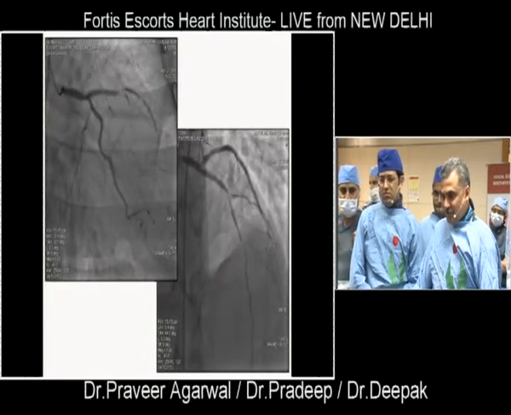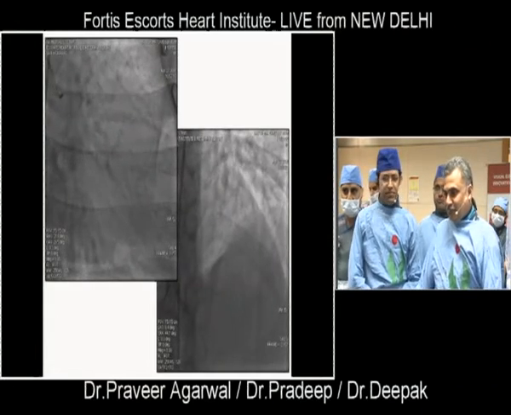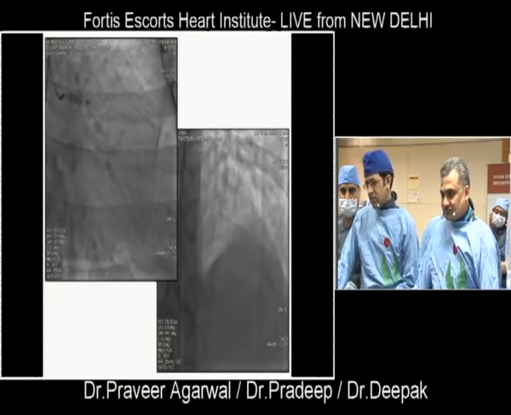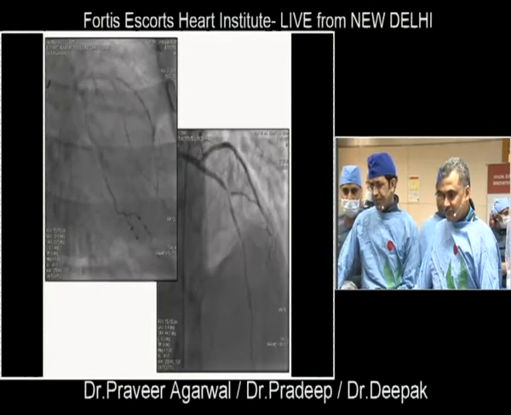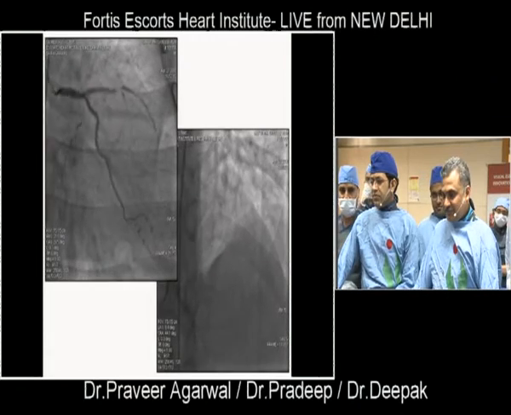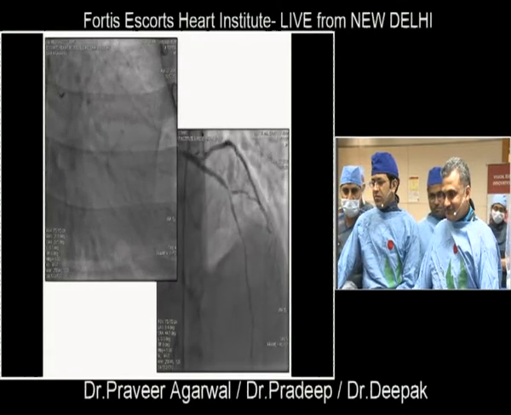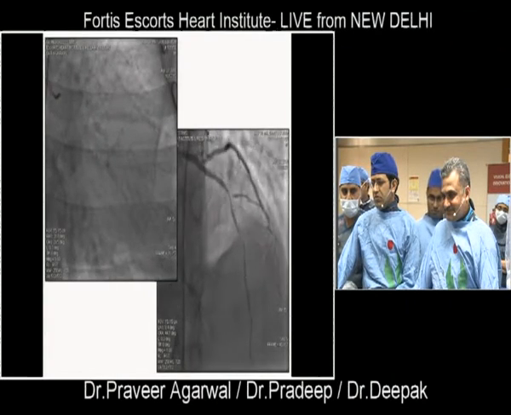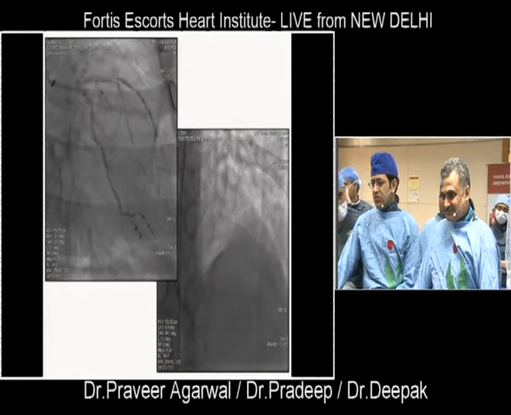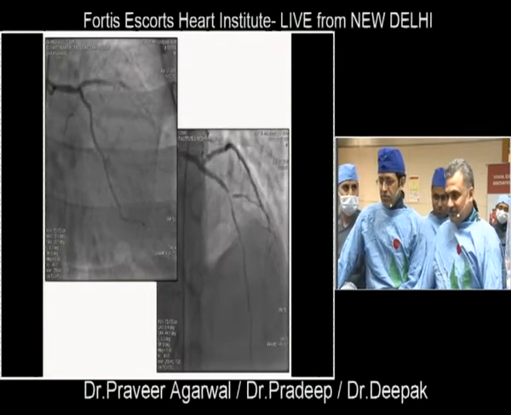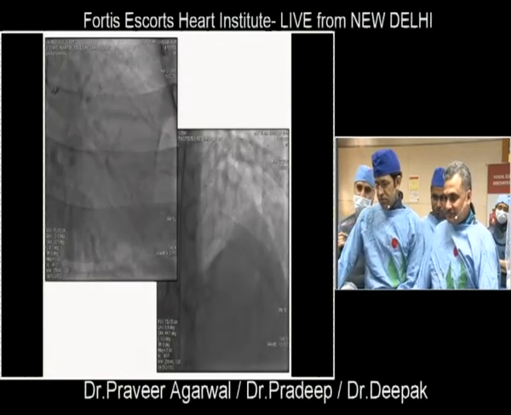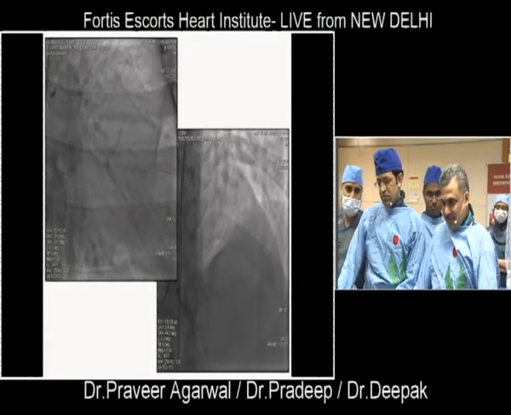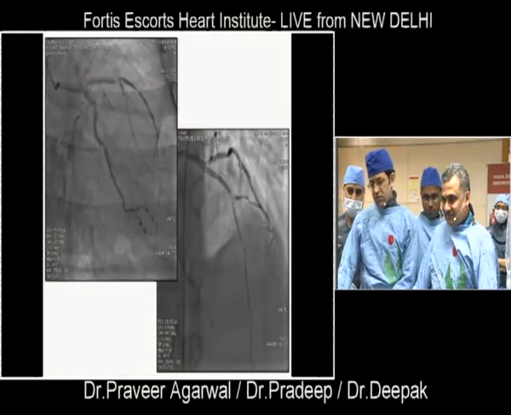Right. So now, what does the panel say about how we should treat this patient? I'm not sure if I would have chosen PCI in the first instance for this patient. Now it's easy to say, of course. I think I would go on with PCI. I wouldn't go for surgery personally. Because now you have only single vessel disease.